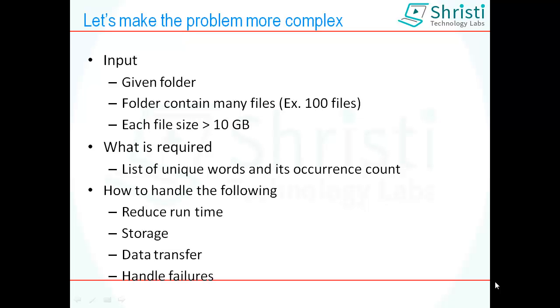We can write a shell script to break that file. Maybe I read just 100 lines initially using the head command and then pass it to Java. Exactly, that's a good one. Using the head command, you take the first 100 lines, break them into words and pass them somewhere. Again the next 100 lines, then other files. You do all those things, correct?